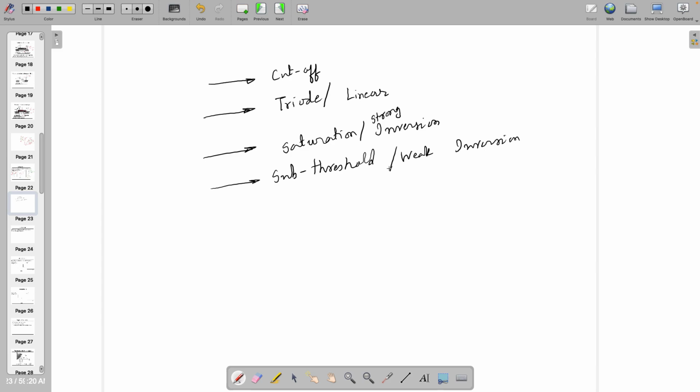Right? Okay, what else? So these are already there. What else is here? That is very far. Okay, let's not go to breakdown. Breakdown is also there, true. Deep triode. So that goes to weak inversion. Right?